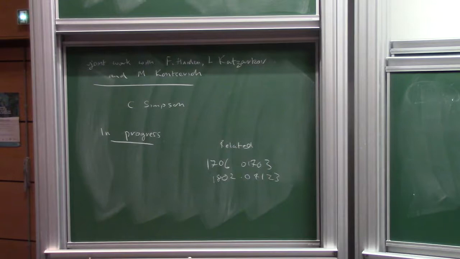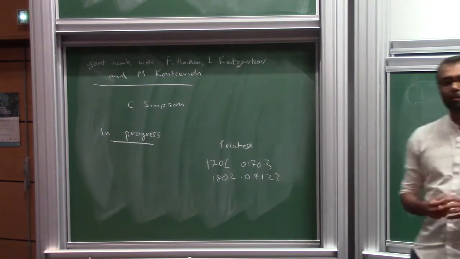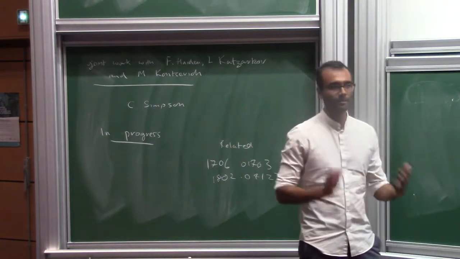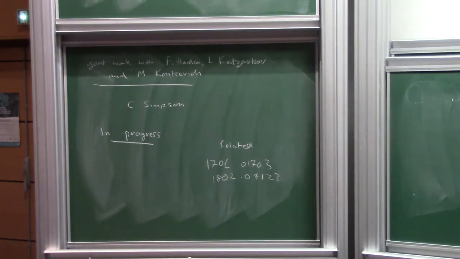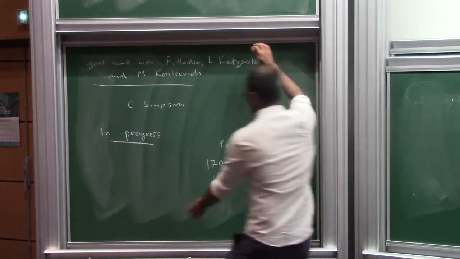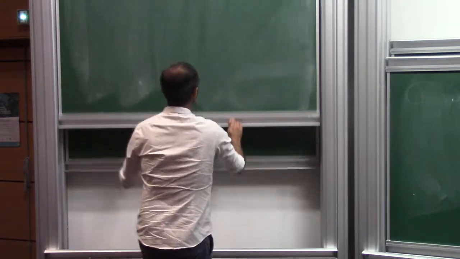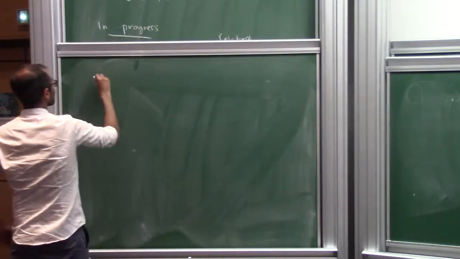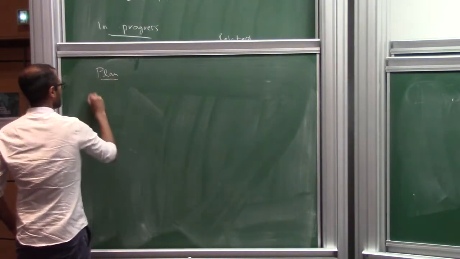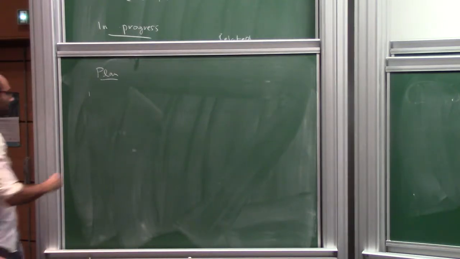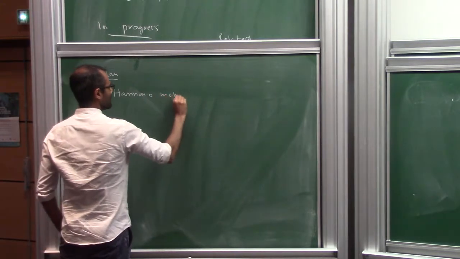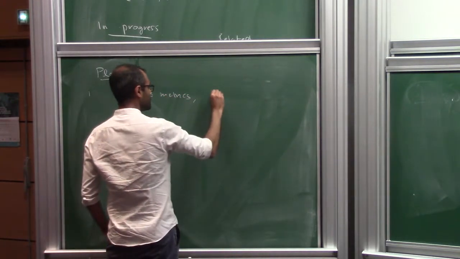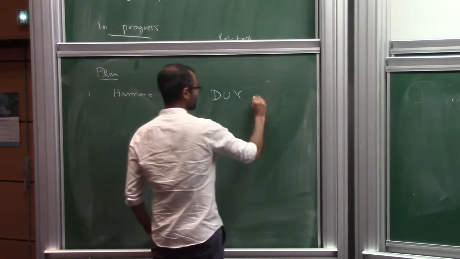I want to explain a formalism we have started developing to address the main conjecture that Maxime described about existence of stability conditions on certain categories. So here's the plan for my talk. I want to first review very quickly the main ideas of GIT and the theory of harmonic metrics, the classical DUY, the Donaldson-Uhlenbeck-Yau correspondence.